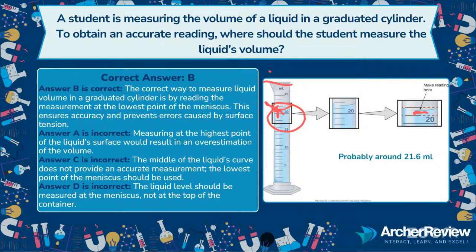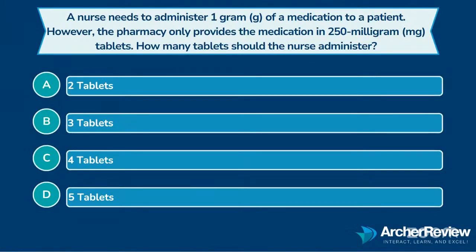All right, folks, let's take a look at our next one. A nurse needs to administer 1 gram of a medication to a patient. However, the pharmacy only provides the medication in 250 milligram tablets. How many tablets should the nurse administer?